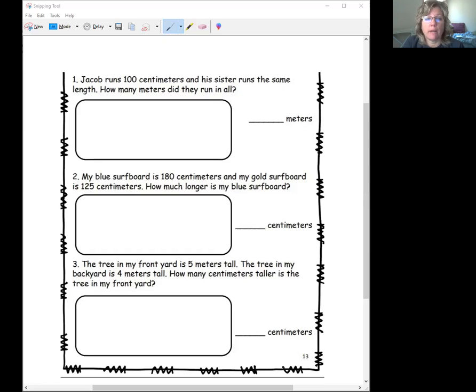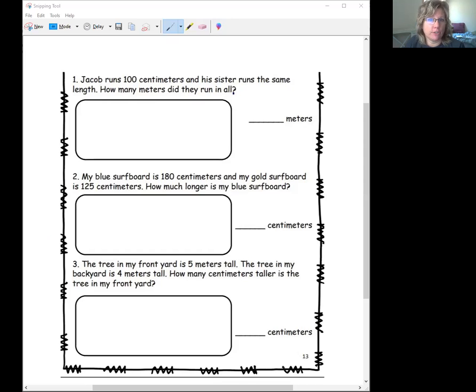The first word problem we're going to read together, and we're actually going to practice the read, draw, write approach to solving the word problem. So whenever I tackle a word problem, I read it at least twice so that I'm sure I understand what it's all about. So let's look at the first one. Jacob runs 100 centimeters and his sister runs the same length. How many meters did they run in all?